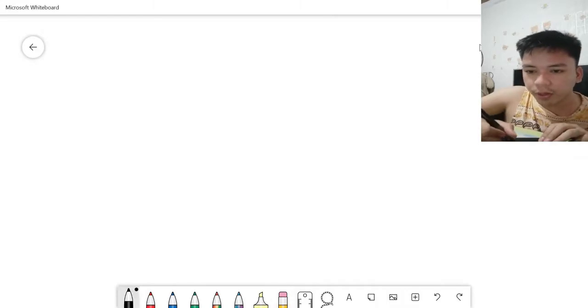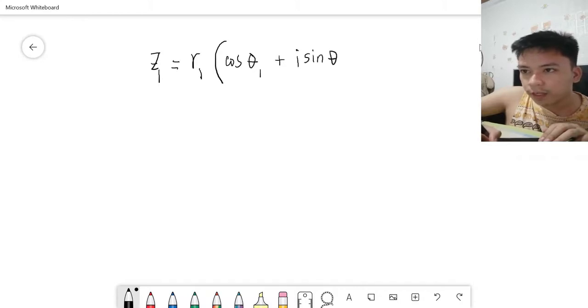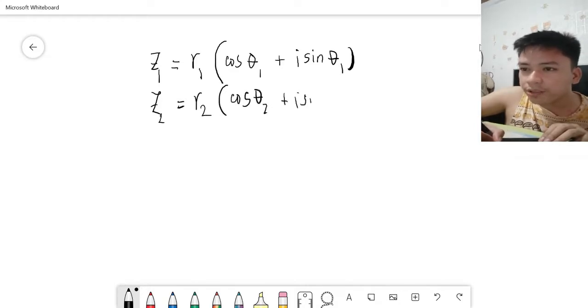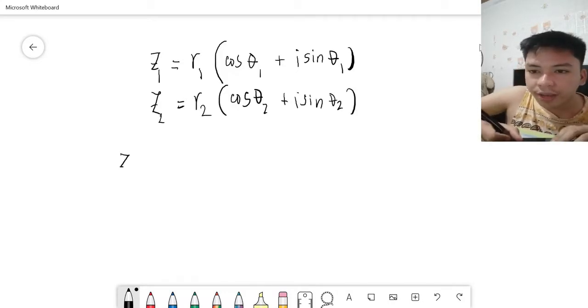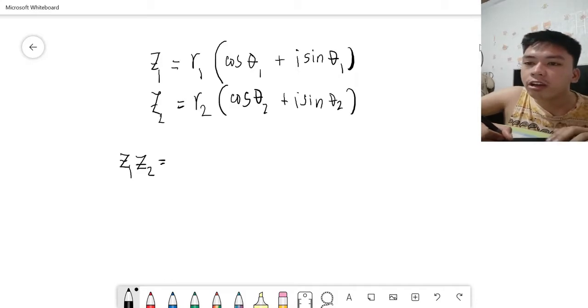Now, let's talk about the next idea. Let's suppose, for example, we have z1 equals r1 times cosine theta 1 plus i sine theta 1. We also have z2 equals r2 times cosine theta 2 plus i sine theta 2. Okay, that's it. Now, if I multiply z1 and z2 here, I would have r1 r2.